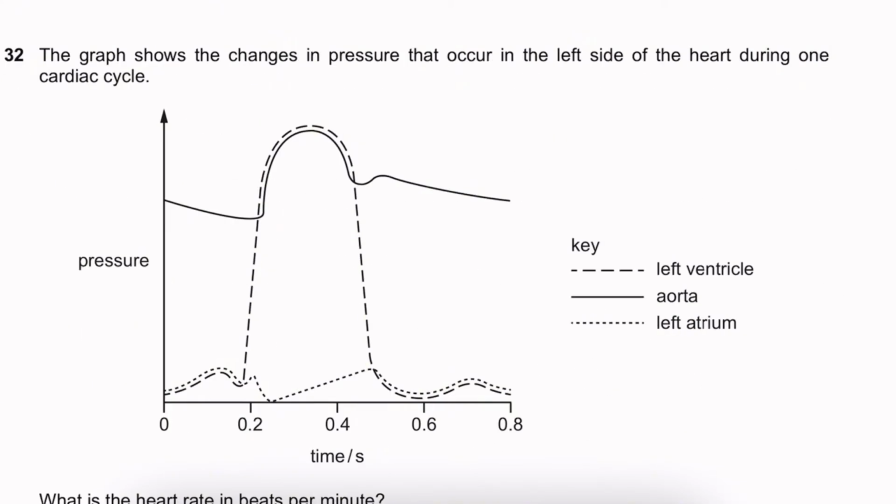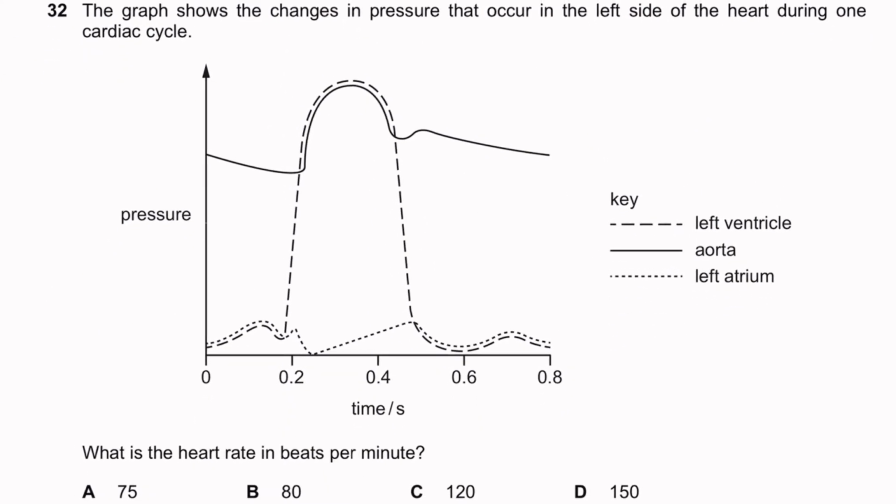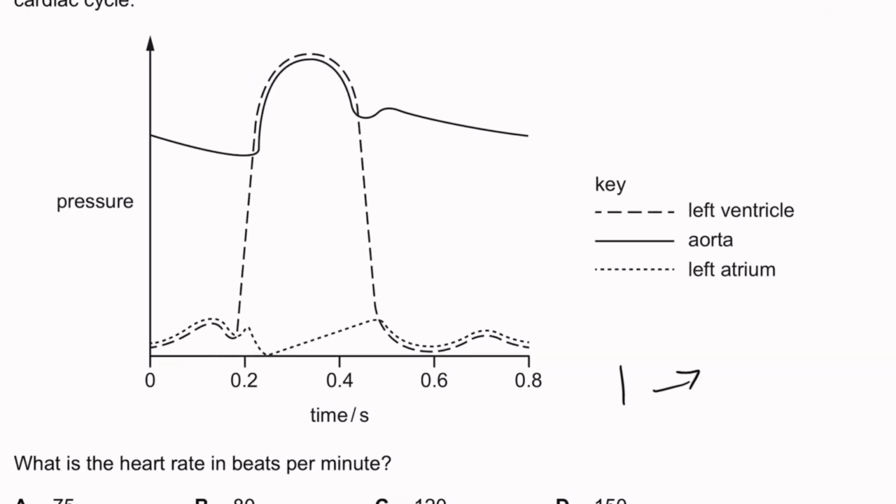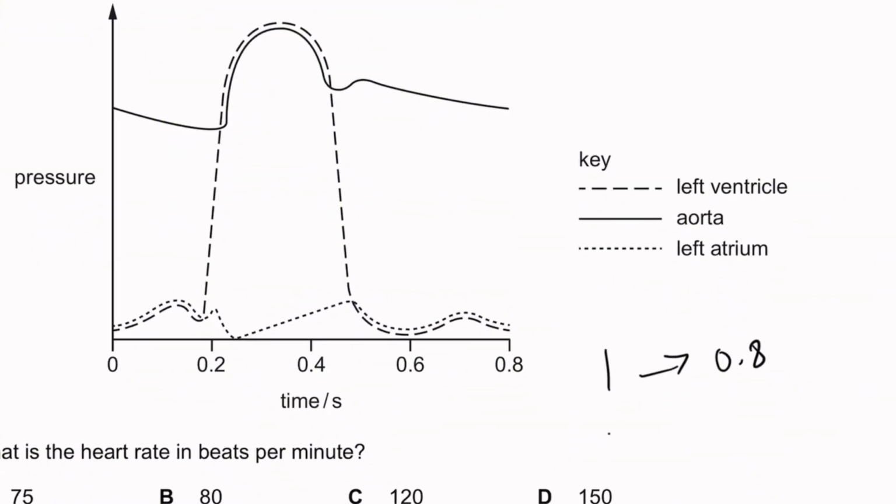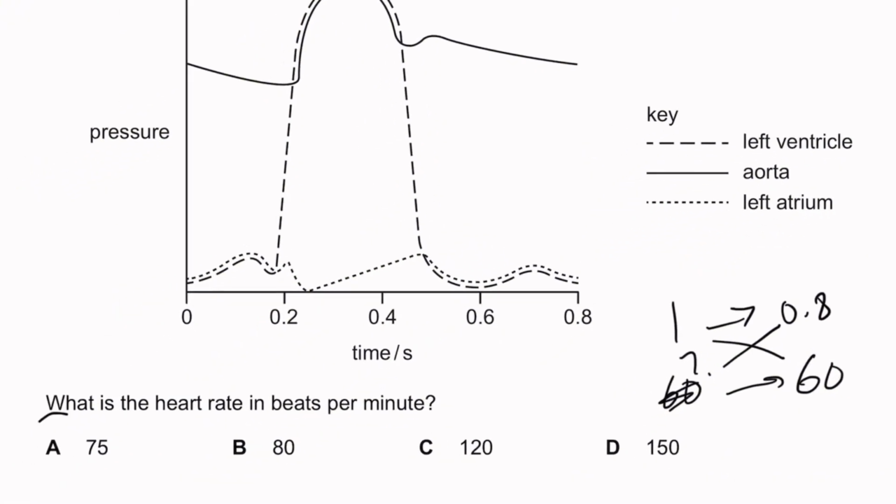C. Okay. The graph shows the changes in pressure that occur in the left side of the heart during one cardiac cycle. What's the heart rate in beats per minute? Okay, so let's see. You can see how the heartbeat here starts and ends in 0.8 seconds, so one heartbeat is 0.8 seconds. So what is the heart rate in beats per minute? Now in 60 seconds, how many heartbeats will we have? You basically cross multiply like this. So you're going to divide 60 by 0.8, and that's going to be 75 being the heart rate.